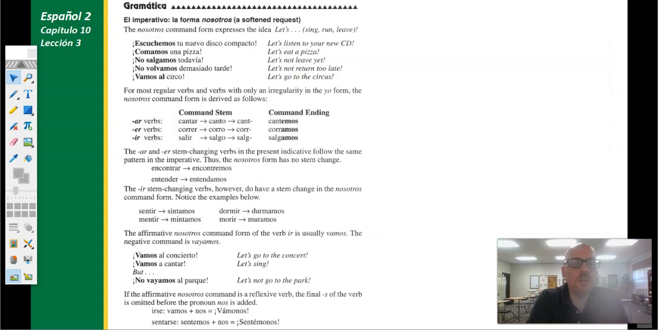With the homework, we reviewed the nosotros imperative form. Remember, that's like saying let's do something. Always remember, you form the imperative from the yo form of the regular indicative.